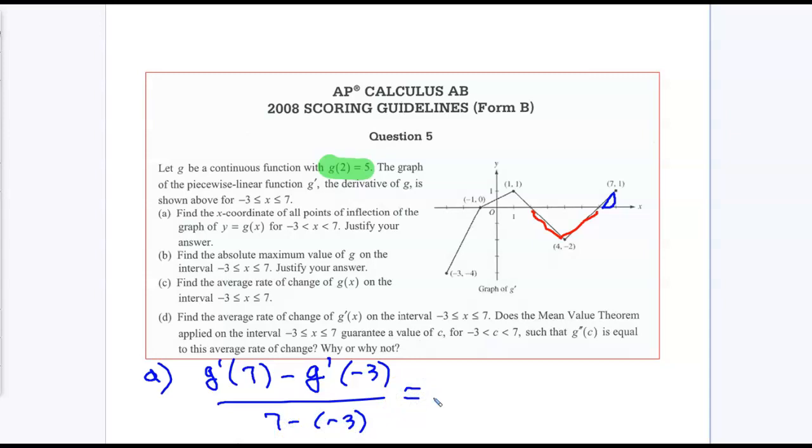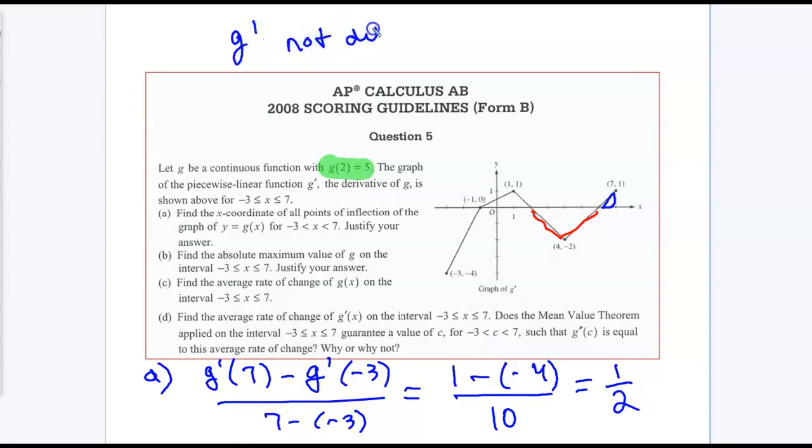And G prime at 7, I just read that off the graph because this is the graph of G prime, is going to be 1 minus G prime of -3 is -4, and this is all over 10. This ends up being 5 over 10, which is 1/2. And does this mean the mean value theorem can apply to this? No, it doesn't, because G prime is not differentiable on the closed interval -3 to 7. So therefore, the mean value theorem does not apply.